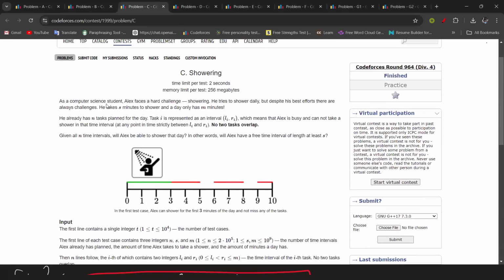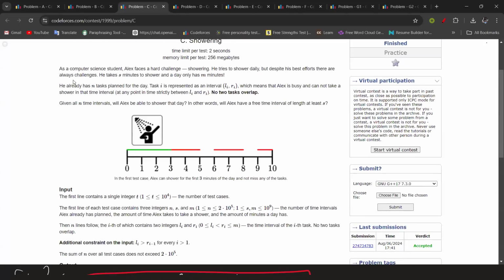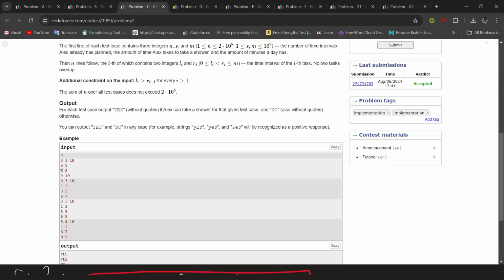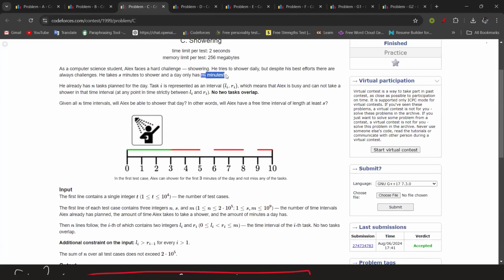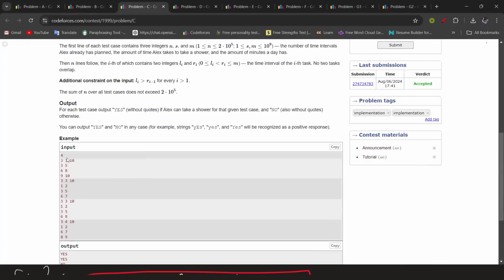Okay, so as a computer science student, Alex faces a hard challenge, souring. He tries to sour daily, but despite his efforts, and so on. So what actually in this problem we are given is some intervals. Let's say we are given an array of intervals. You can just assume it like this. There are m minutes in a day. Okay, so a day has m minutes.